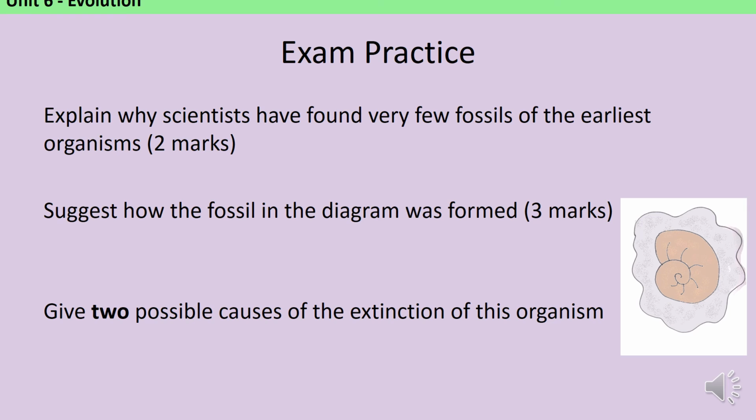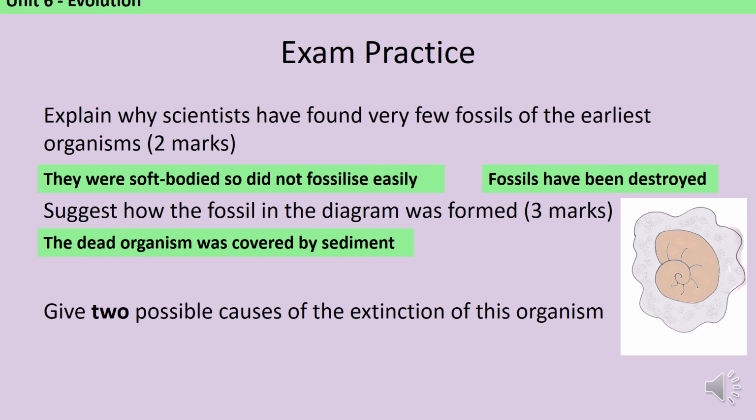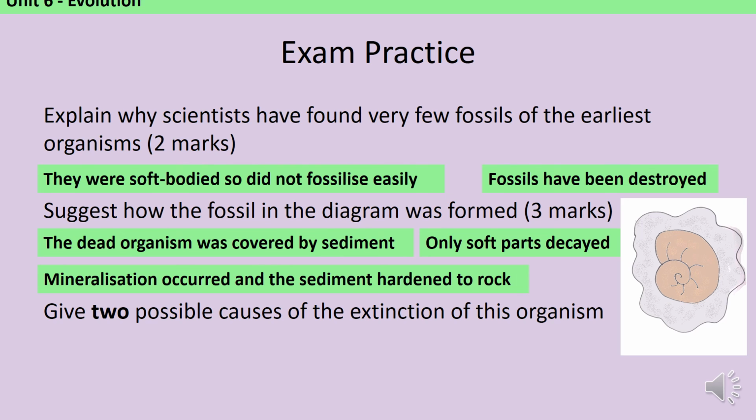Scientists have found very few fossils of the earliest organisms because, as we said right at the very start of the video, they were soft-bodied, and so they didn't fossilise easily because they tended to decompose before they had the opportunity. Even if they have fossilised, they're very old fossils, and so it's very likely that they've been destroyed by geological activity. The fossil in the diagram is one of these rocky fossils, so the dead organism was covered by sediment, only the soft parts decayed, and then mineralisation occurred.